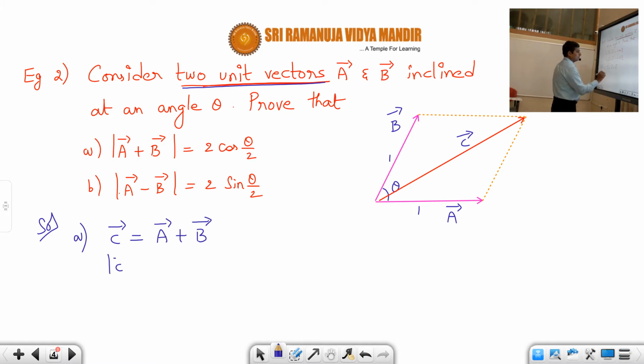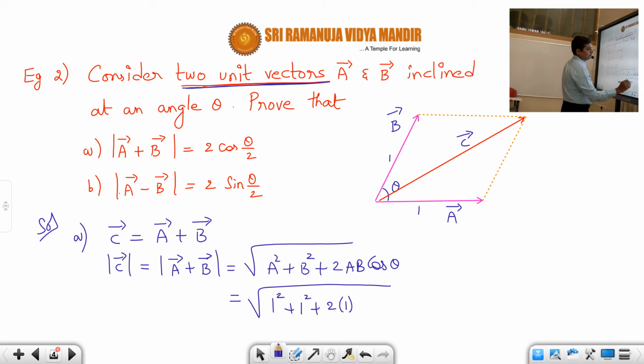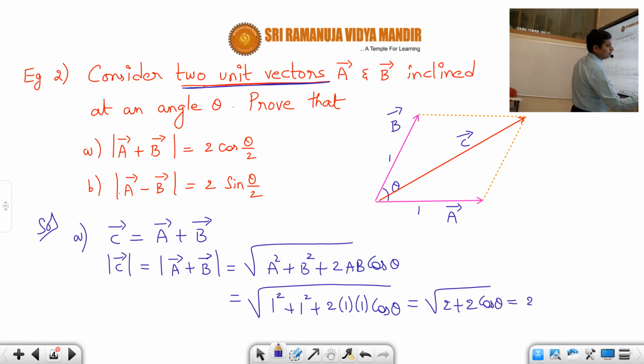Okay, students. Now the magnitude of c bar is nothing but the magnitude of a bar plus b bar, which is equal to root over a square plus b square plus 2ab cos theta, students. We know they told us that they are unit vectors, that means the magnitude is 1. So 1 square plus 1 square plus 2 into 1 into 1 into, what is the angle between a and b, students? Theta only. So that is equal to how much, students? 2 plus 2 cos theta. Again here, 2 into, under root, if you take 2 common, 1 plus cos theta, students.